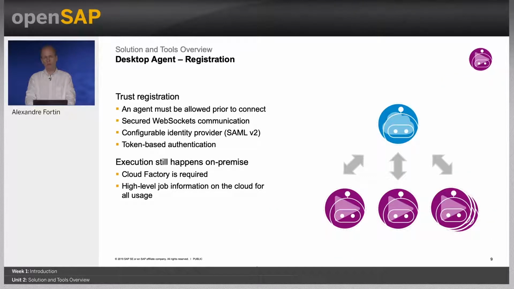Trust registration to the Cloud Factory is secured. An agent must be allowed prior to connecting to the Cloud Factory. We have a strong authentication mechanism, and we use WebSockets protocol to establish the connection from the agent to the cloud. Execution is still happening on-premise, and connection to the Cloud Factory is required. High-level jobs information is sent to the cloud for attended and unattended usage.